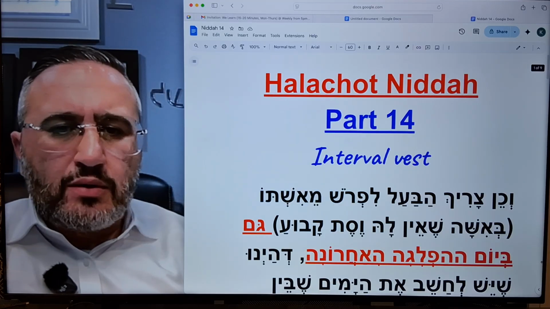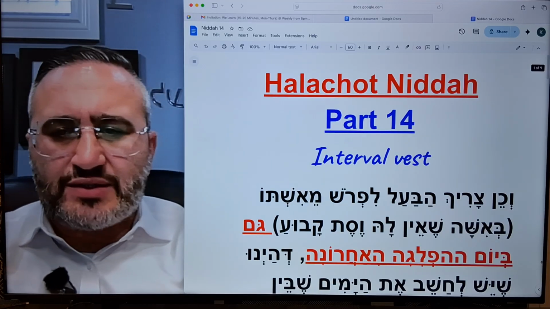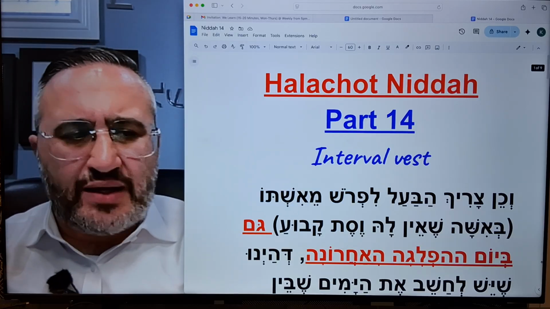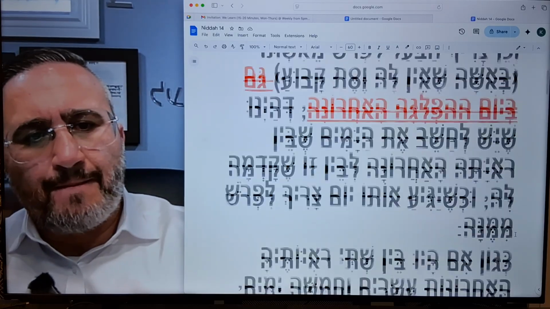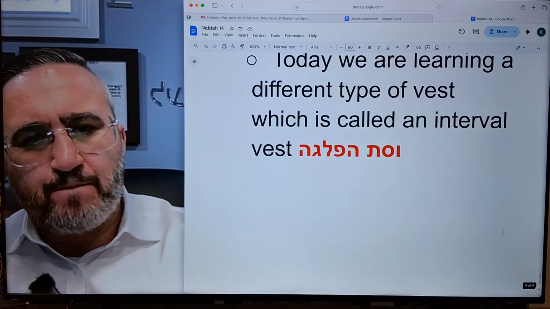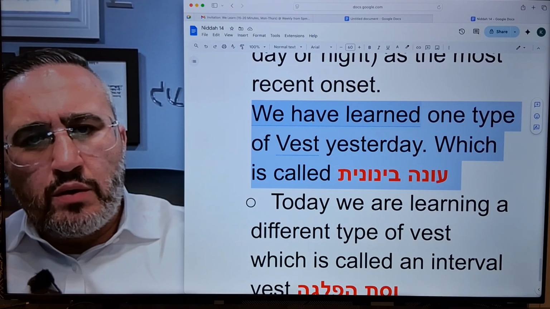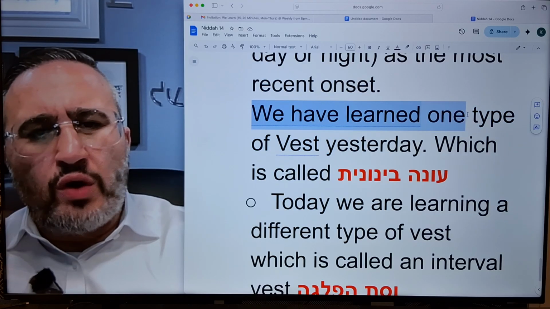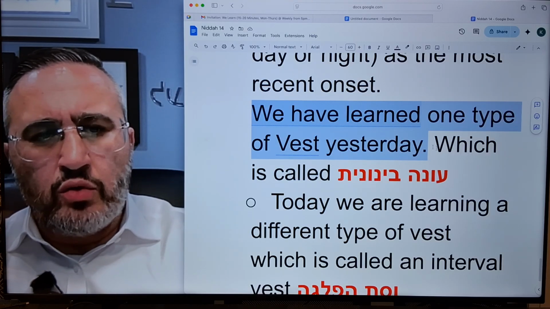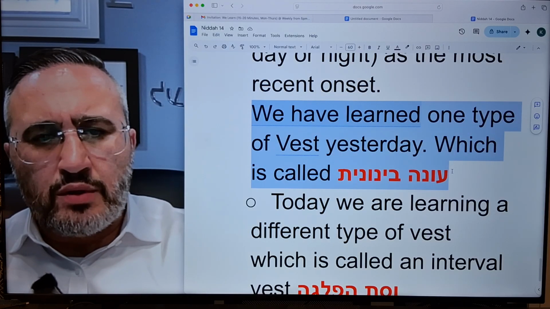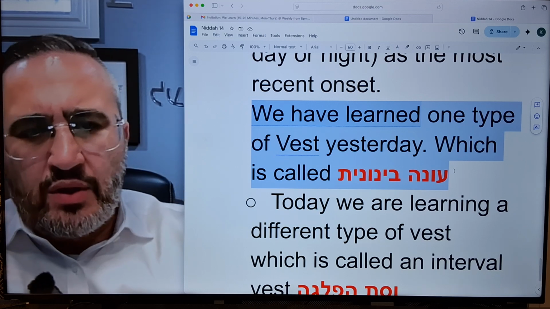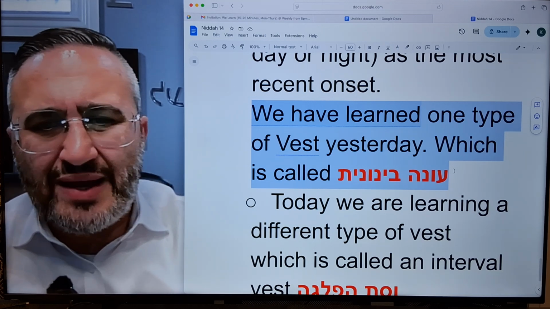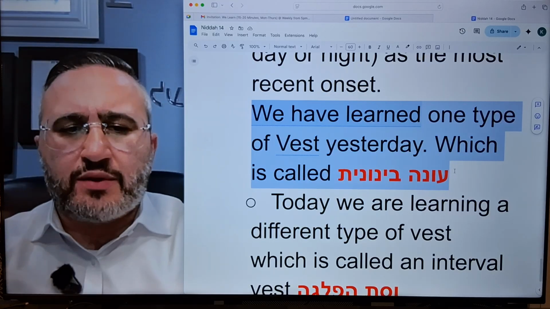Today's topic is called interval veset. In Hebrew, it's called veset ha'haflaga. We have learned one type of veset yesterday, which is called ona benunit, the average onah, that on the 30th day from the last time that a woman saw, she has to stay away from her husband.